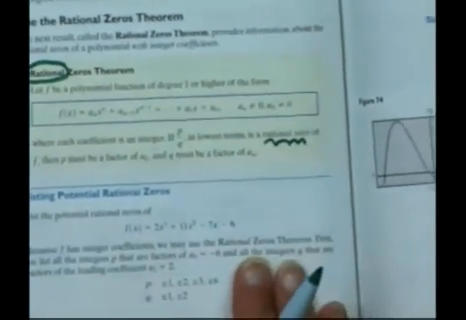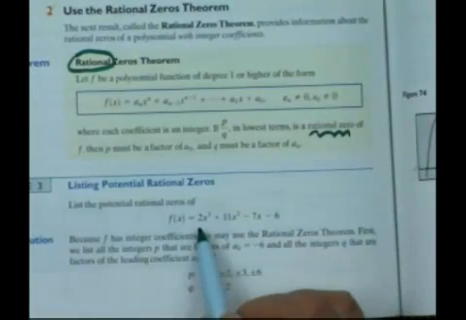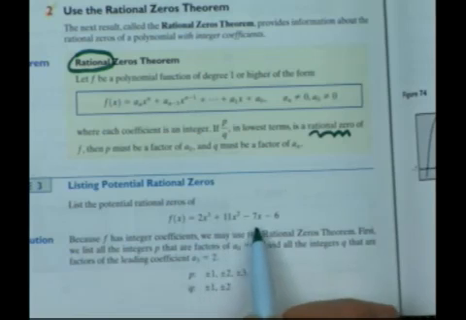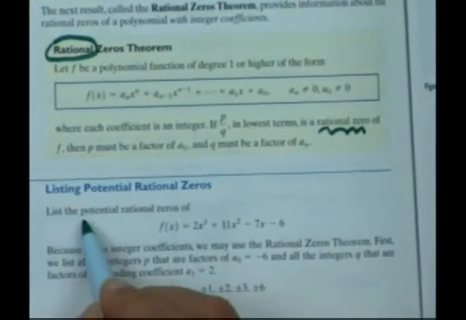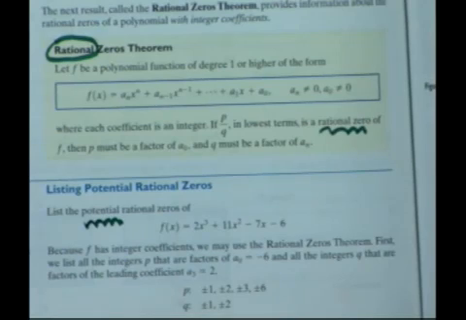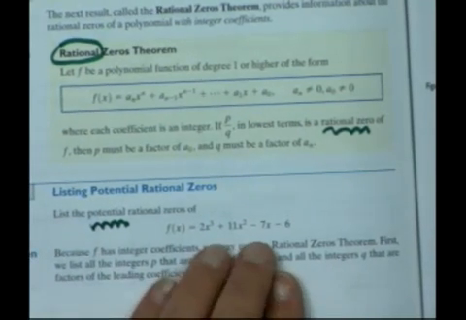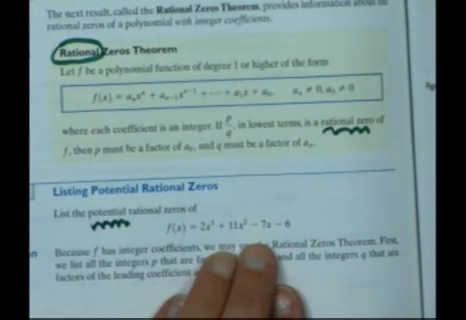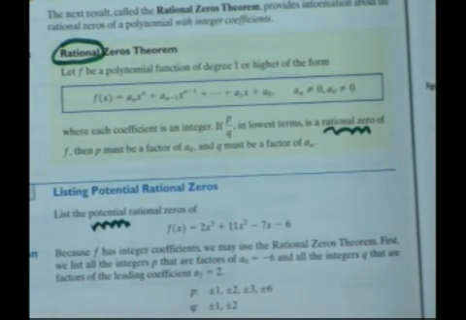Okay, I'm looking at example 3. This is a third degree polynomial function. Look at the instructions. List the potential rational zeros. Because if we have a function that has no rational zeros, you're not going to be able to find it using this theorem. So we're going to start out listing all the possible rational zeros.